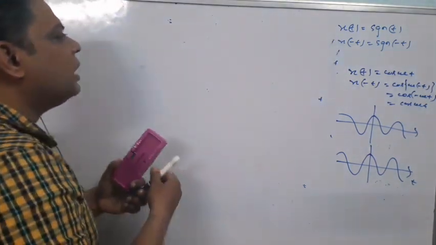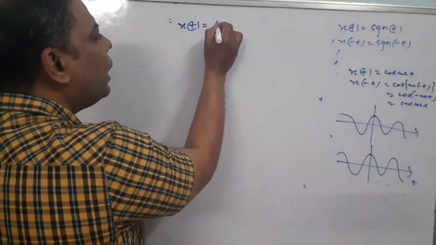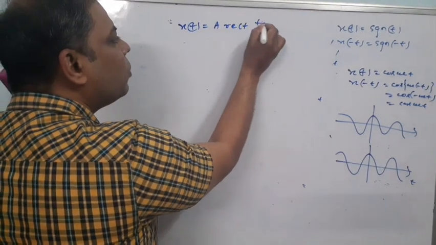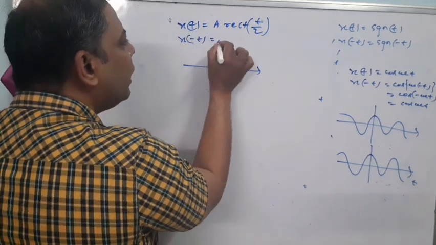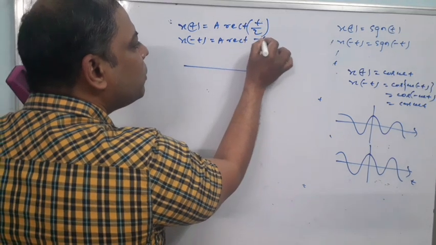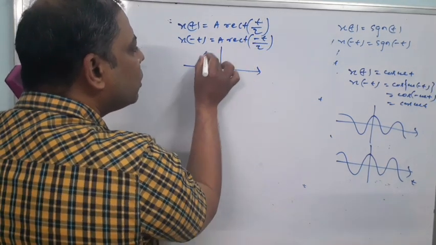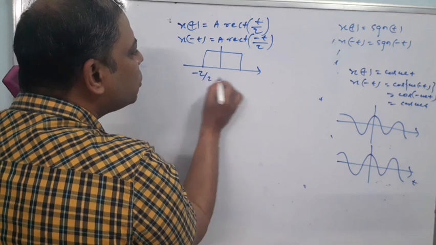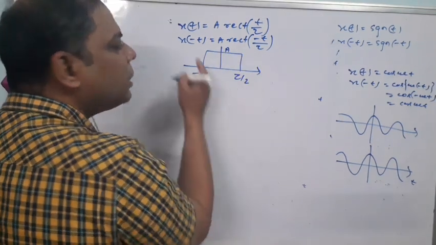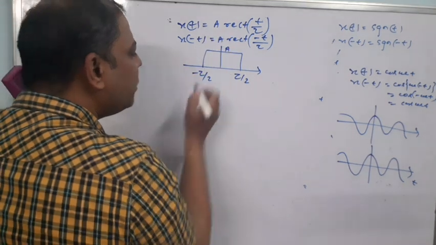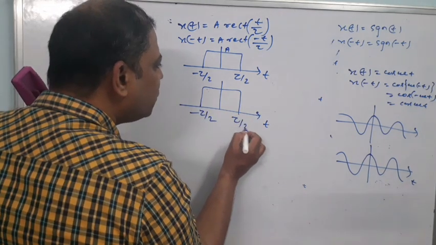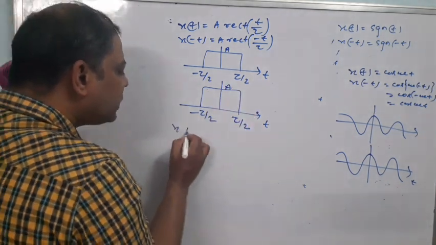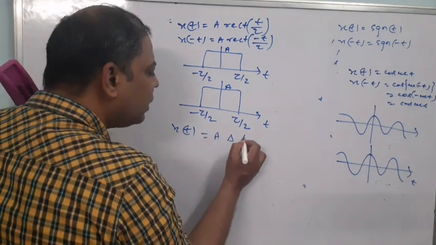Suppose you are having the signal x(t) equal to a rect t by tau. Now this is your time axis. Now x of minus t, you have to sketch a rect minus t by tau. Now see here, this is your minus tau by 2 to tau by 2. This is your a. I have discussed this rectangular pulse already. Now if you imagine a mirror, this is your time axis actually. If you imagine a mirror, again you will find the same shape, minus tau by 2 to tau by 2. This is your a.